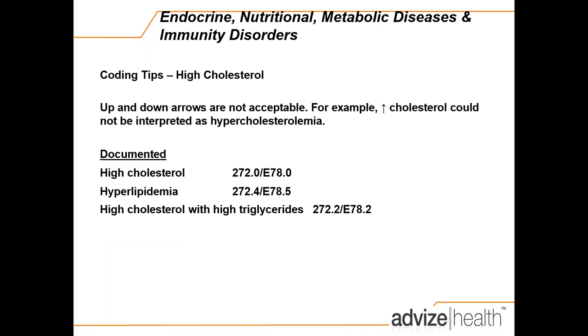Okay, coding tips, high cholesterol. Up and down arrows are not acceptable. So for example, if you have the up arrow cholesterol in the assessment and plan for HCC, it's unacceptable to take that and validate it. Again, document it if it has high cholesterol. We want to use the E78.0, hyperlipidemia E78.5. High cholesterol with high triglycerides, then E78.2.